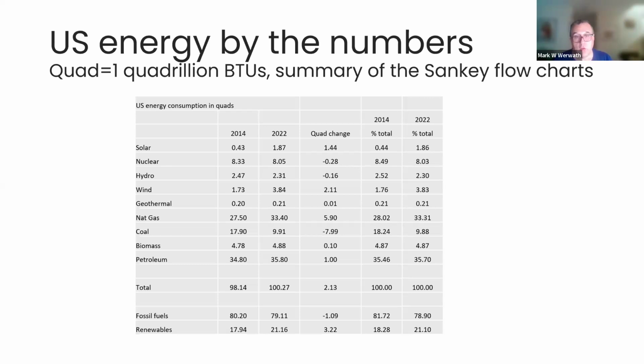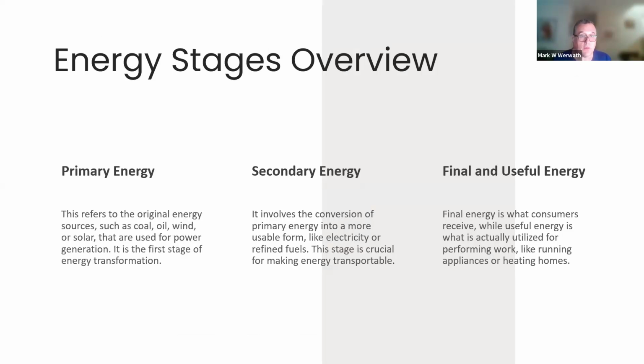And this growth is expected to explode, especially with the use of all these data centers and all these AI queries that are going to be highly energy intensive, and the electrification of everybody's home. We're going to wind up using, first of all, a lot more electricity and a lot more renewables as a result. So we talk about primary versus secondary versus final.